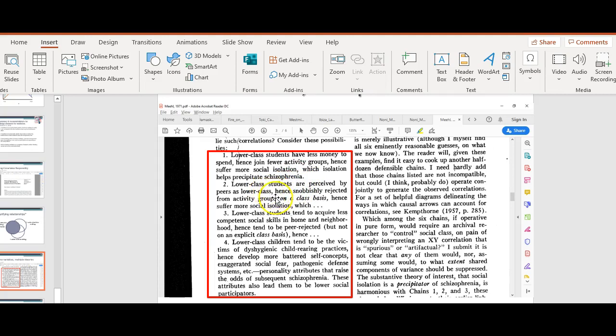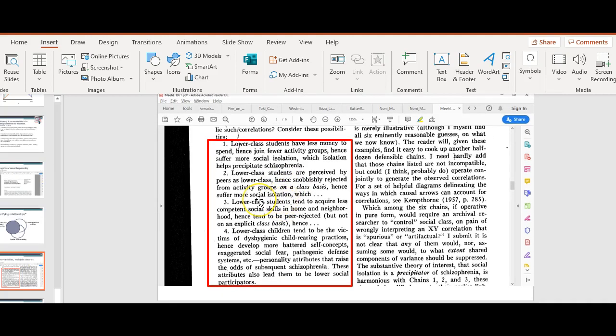A second possibility: lower class students are perceived by peers as lower class, hence snobbishly rejected from activity groups, and hence suffer more isolation. So in this case, it's not SES that's the driver. It's being perceived as such, and then being excluded. And then more isolation may lead to mental health challenges. A third option: lower class students tend to acquire less competent social skills and then are rejected by their peers, and then that leads to more mental health challenges.